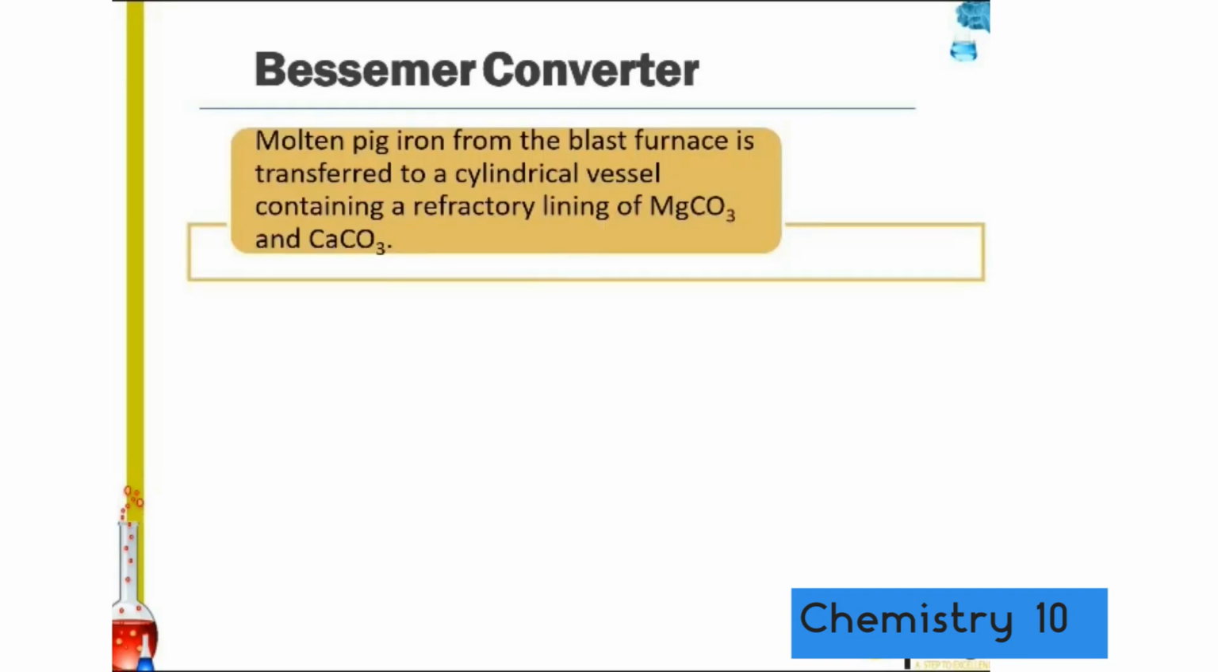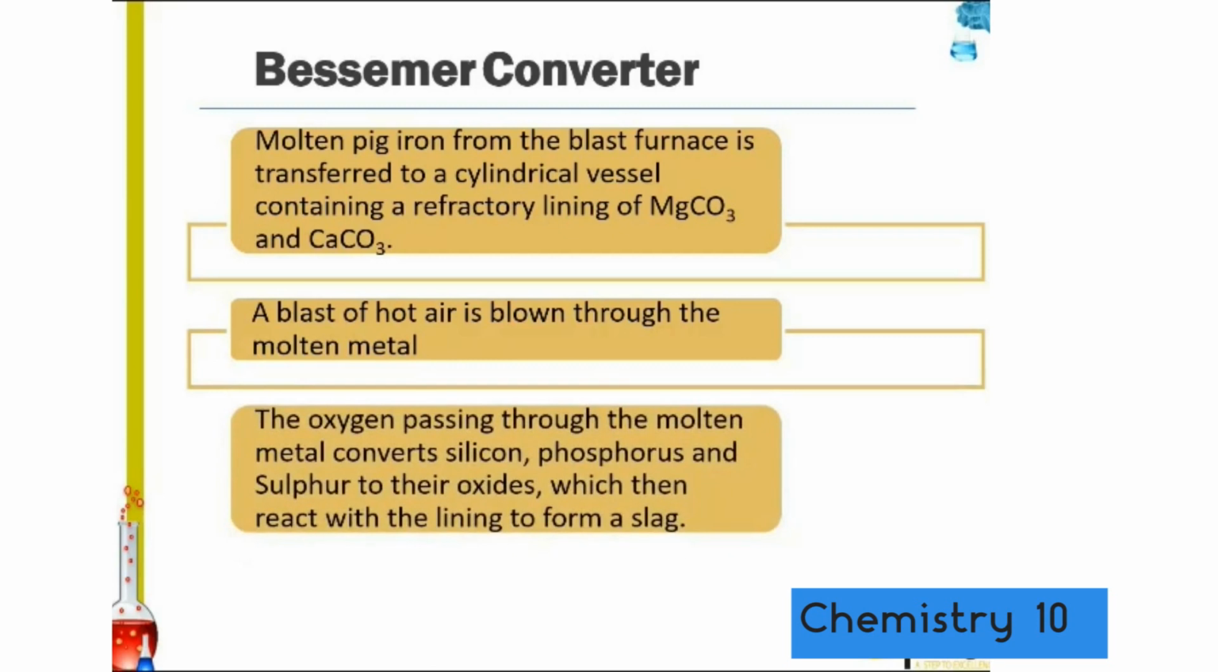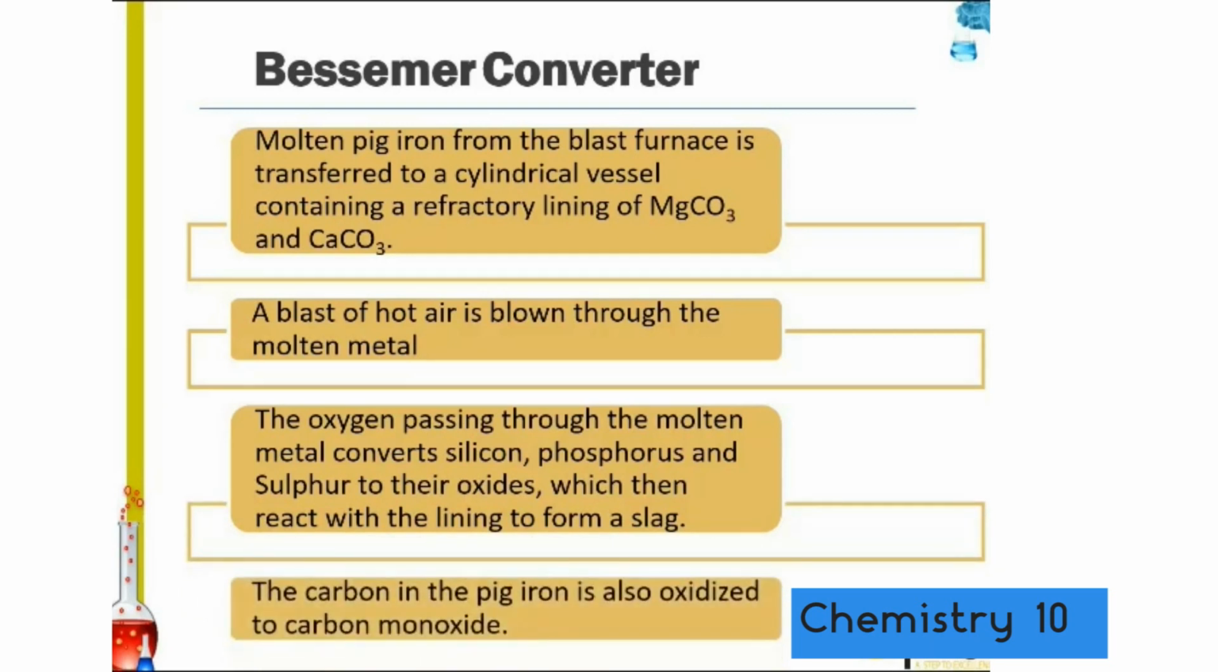The process begins when molten pig iron from the blast furnace is transferred into a cylindrical vessel containing a refractory lining of magnesium carbonate and calcium carbonate. A blast of hot air is blown through the molten metal, at which point the oxygen passing through converts silicon, phosphorus, and sulfur into their oxides. The oxides can then react with the lining to form a slag. The carbon in the pig iron is also oxidized to form carbon monoxide.